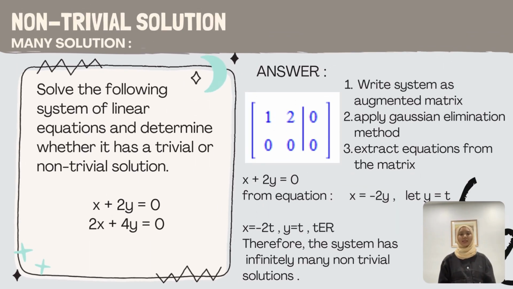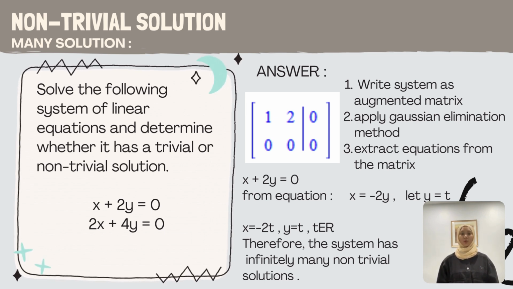Next, let's analyze another system of linear equations to determine if it has a trivial or non-trivial solution. Here's the system. x plus 2y equals 0 and 2x plus 4y equals 0. To solve this, let's follow these steps. First, write the system as an augmented matrix. Second, apply Gaussian elimination to simplify the matrix. Last, extract the equation from the matrix.